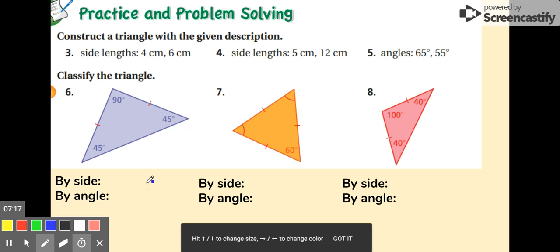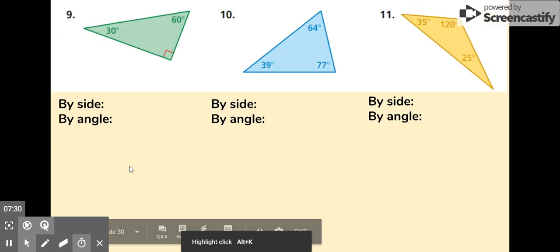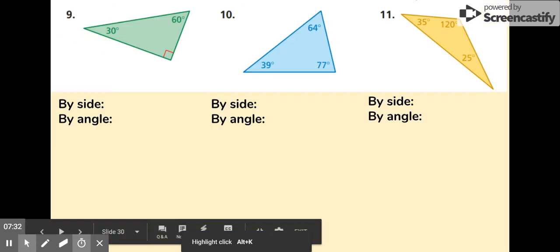So for number 6, I'll actually give you the answers. I need you to check your work, and let's move on. All right, there are 3 more questions. It's going to be your homework.